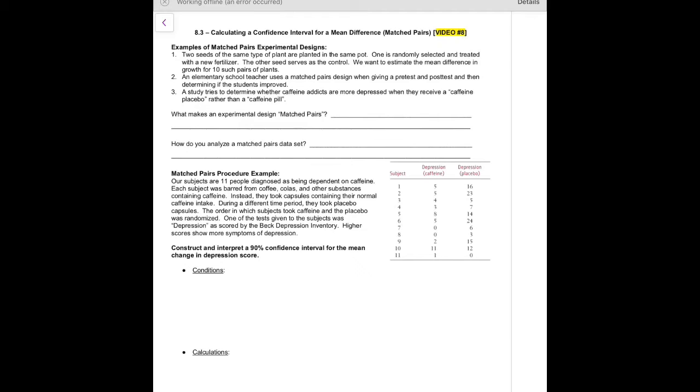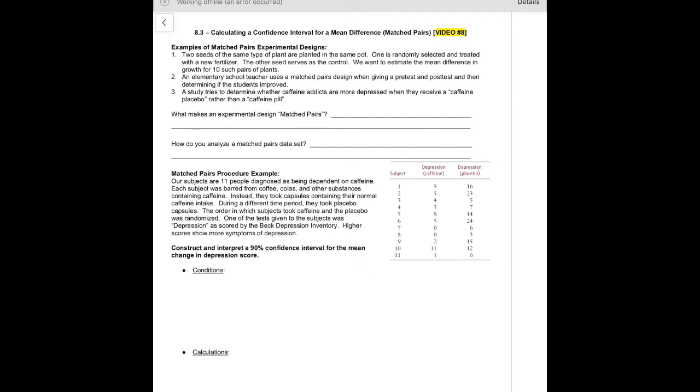Two seeds of the same type of plant are planted in the same pot. One is randomly selected, treated with new fertilizer. The other one's the control group. We want to estimate the mean difference in growth for 10 such pairs of plants. A school teacher uses matched pairs where she gives a pre-test and a post-test, determining if the students improved. And finally, a study tries to determine whether caffeine addicts are more depressed when they receive a caffeine placebo rather than a caffeine pill.